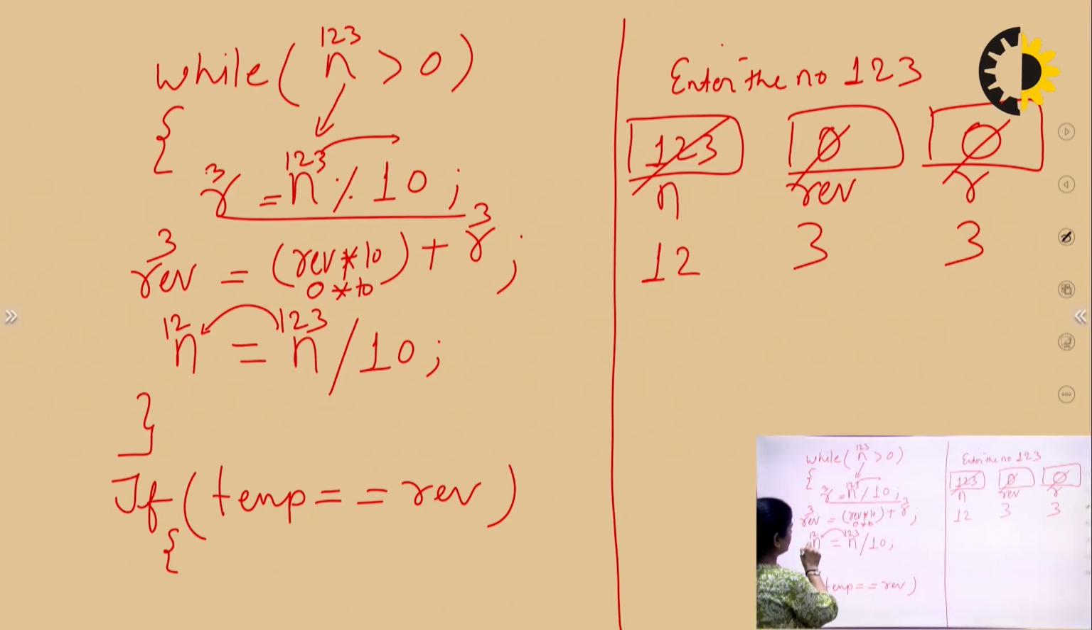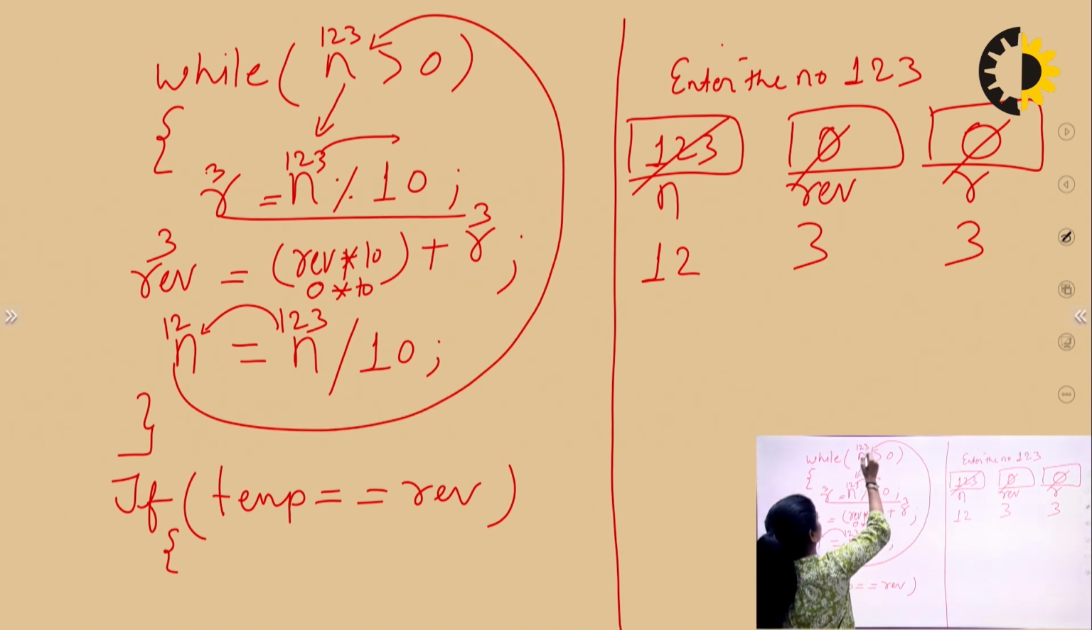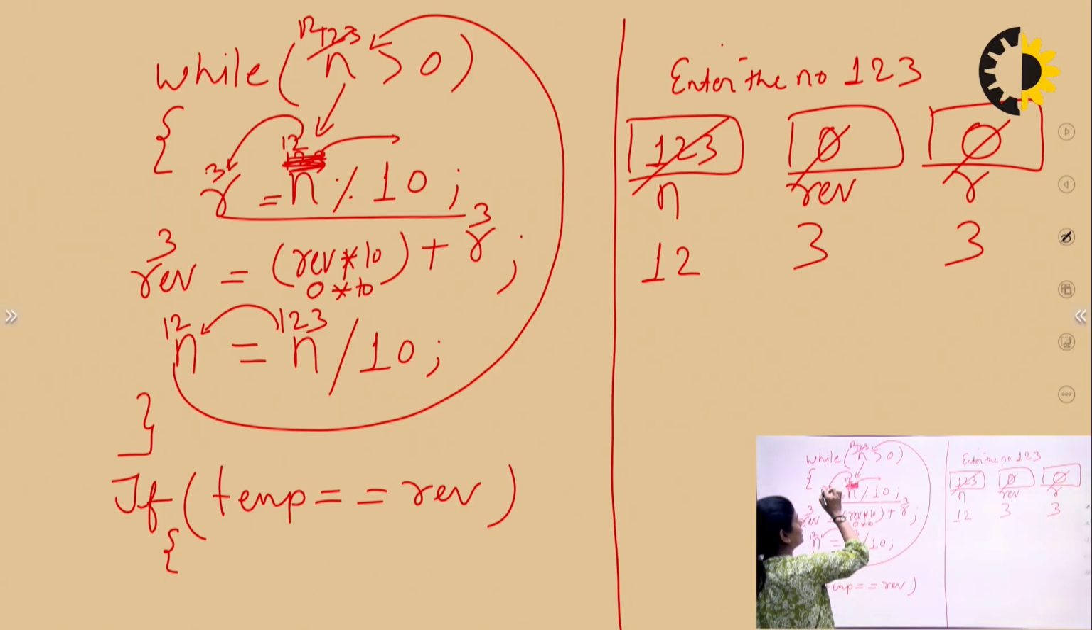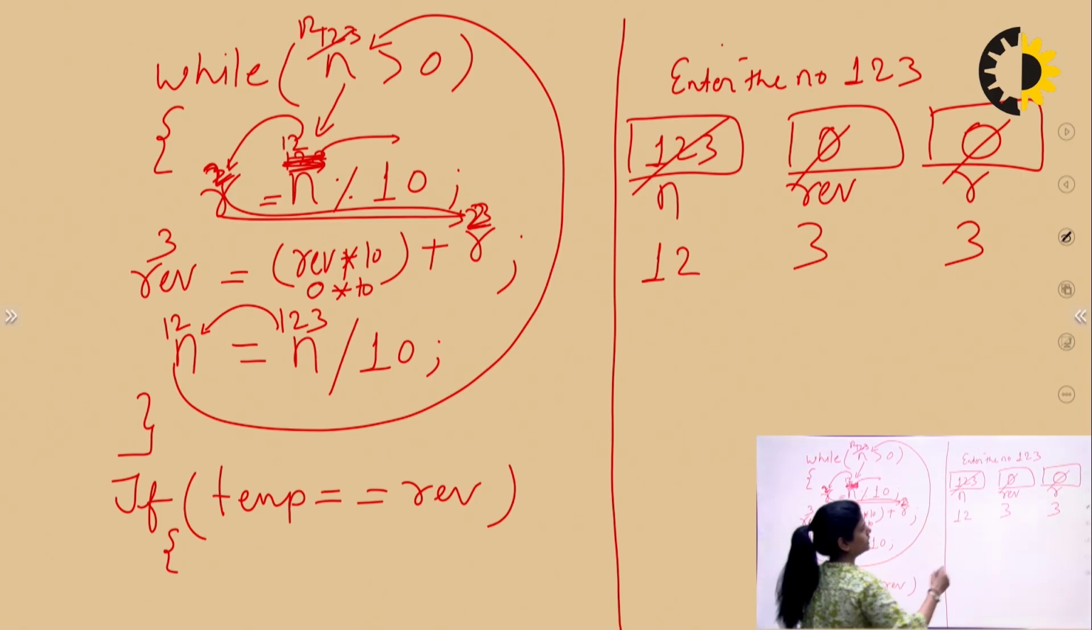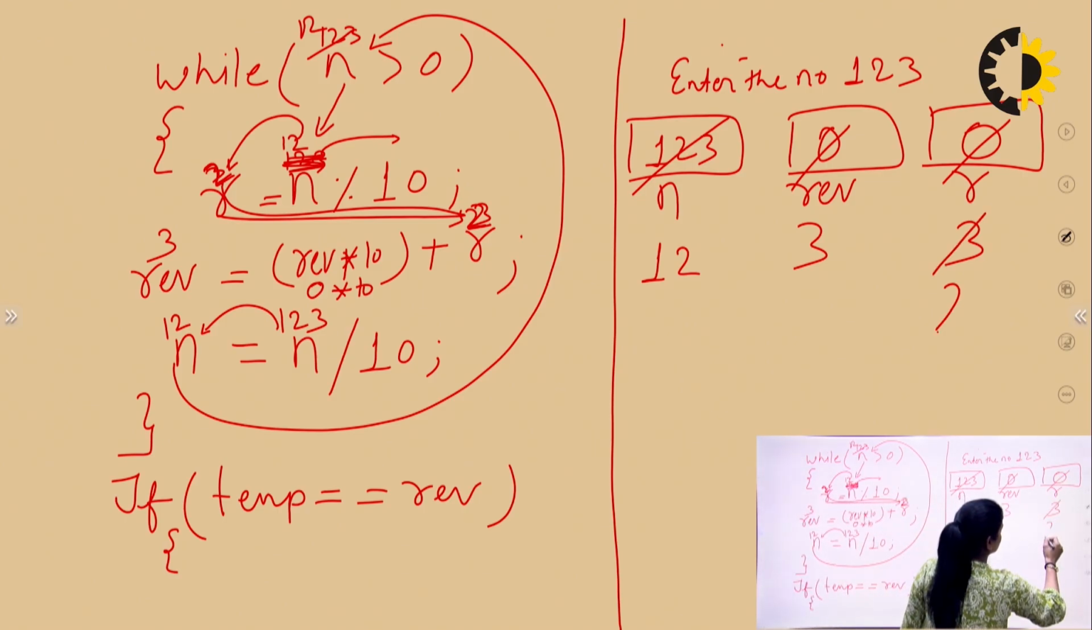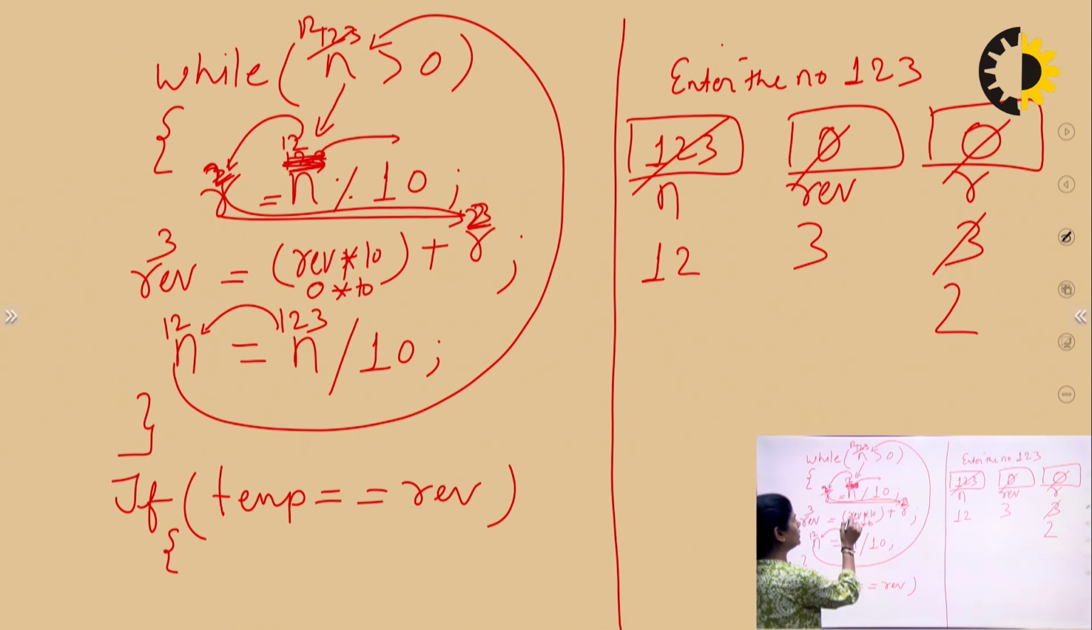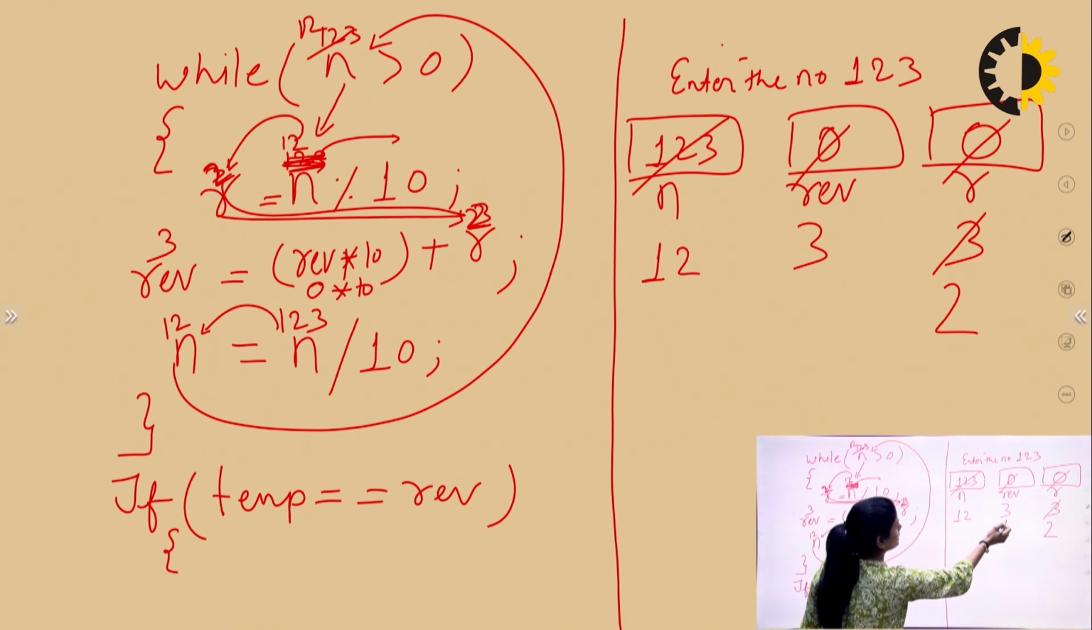Now again your N come to the here and check your 12 is greater than 0. Yes, this condition is true. Now here put it the 12. 12 modulus 10 is remainder will be now is 2. Okay, this 2 come to the here and put it here 2. Now your R is 2. Okay. Now your REV, what is your REV? Reverse. Your reverse is 3.